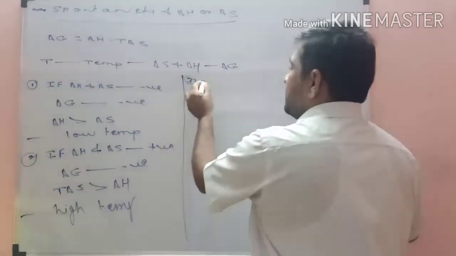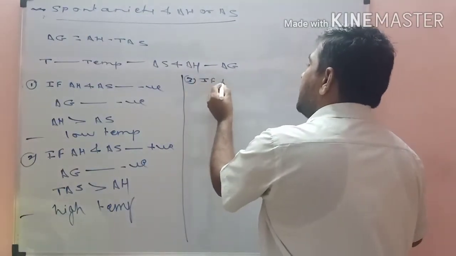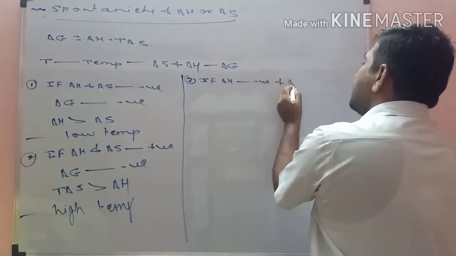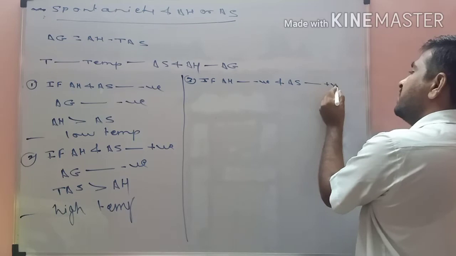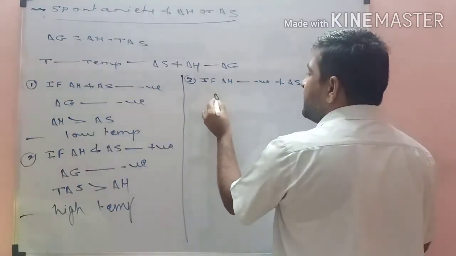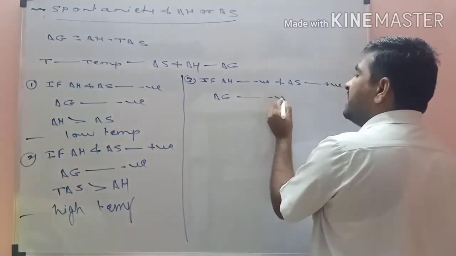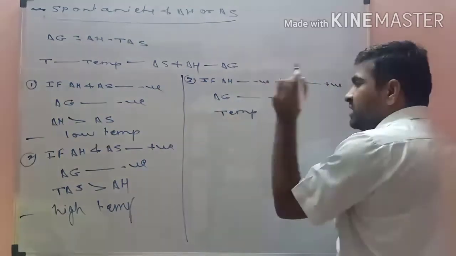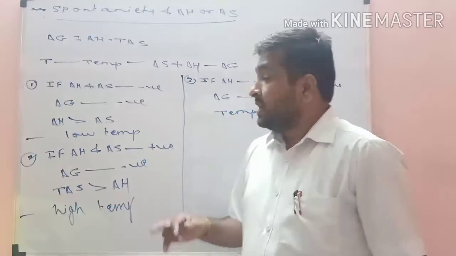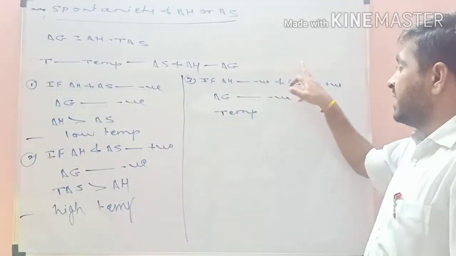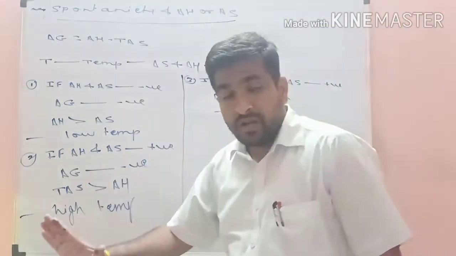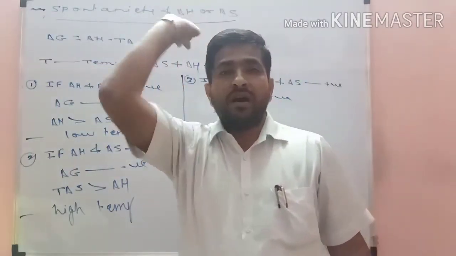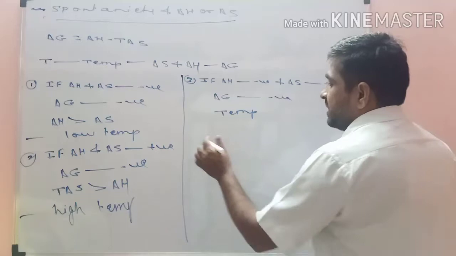Third condition is delta H is negative and delta S is positive. The value of the delta G is negative, regardless of any temperature. कौन से टेम्परेचर को, जब डेल्टा H नेगेटिव है and delta S is positive, the value of delta G is negative regardless of any temperature.